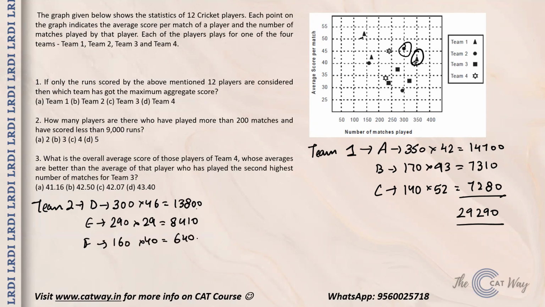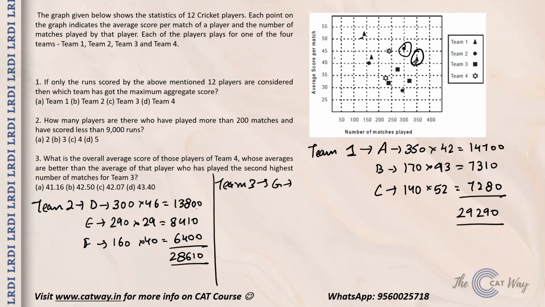He has scored 6,400. Now the total runs scored by these players are 28,610. Okay. Now let's calculate it for team 3. For team 3, let's say the player is G.